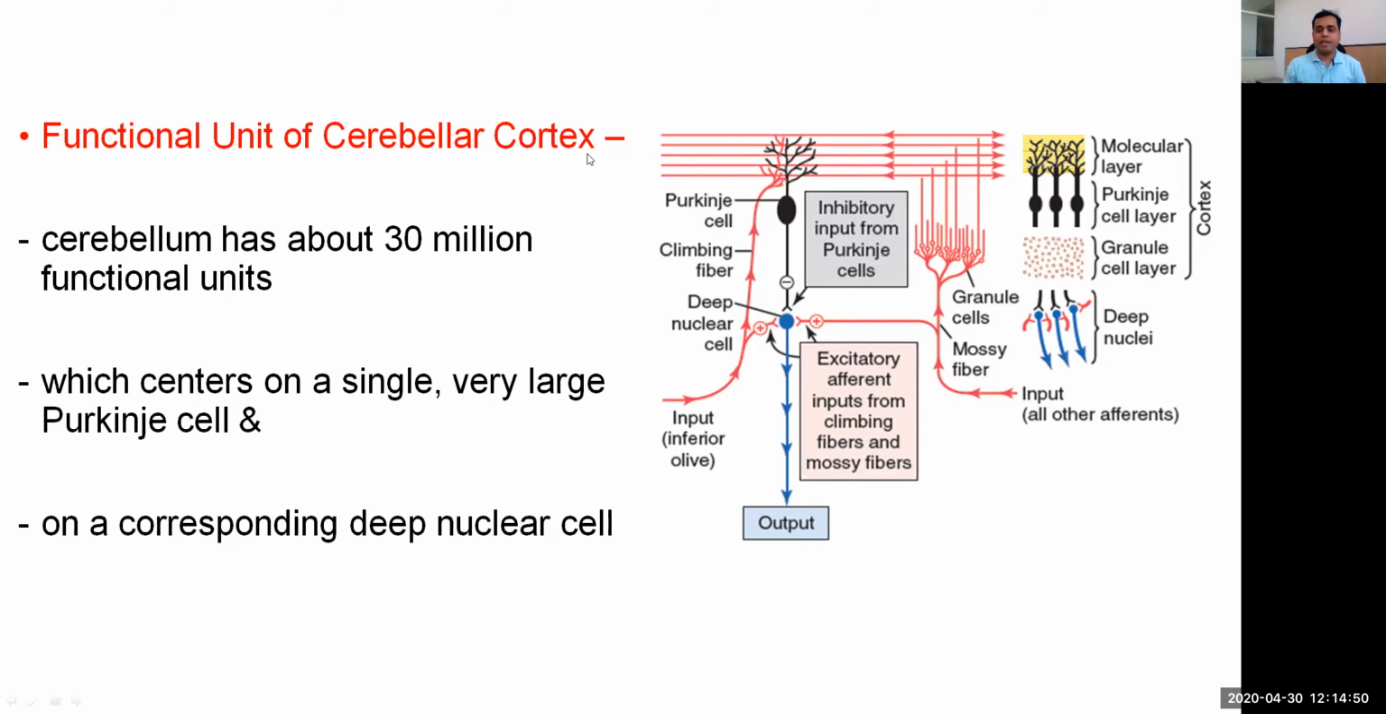Functional unit of the cerebellar cortex. The cerebellum has about 30 million functional units, which center on a single very large Purkinje cell, as we can see here, the Purkinje cell, and on a corresponding deep nuclear cell. This is a deep nuclear cell.